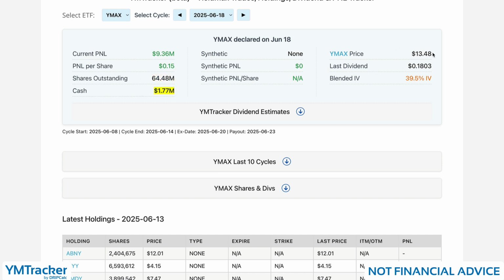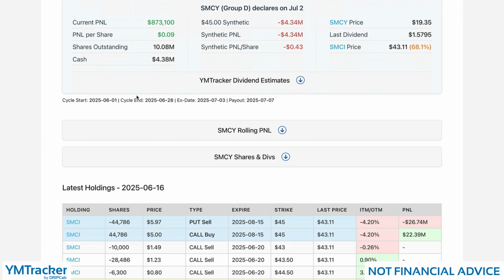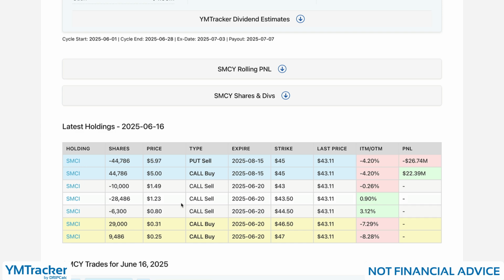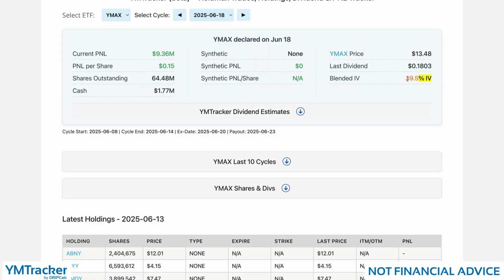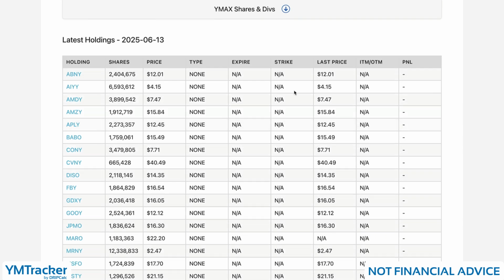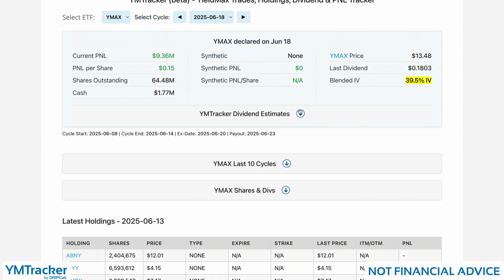And this section, okay, this is the price of YMAX itself, but there is no one underlying stock, as is the case with SMCY. The underlying stock is SMCI, and they trade the options on it. Okay, with YMAX, you have no single underlying stock, but you have many of them that have an IV, and so the blended IV or combined IV of all those stocks is 39%. That's current. It changes all the time.